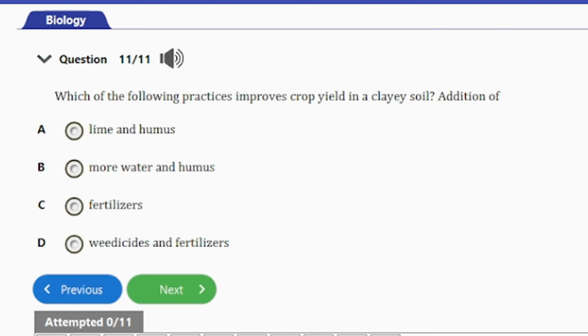Clay soil is actually compact and has poor drainage, so adding lime and humus will improve the structure of the clay soil. Lime will increase the pH of the soil and make it less acidic, whereas the humus will improve the soil's nutrient content and water holding capacity, thus improving the crop yield. So that's it for that question, and this is where we end this video for today.